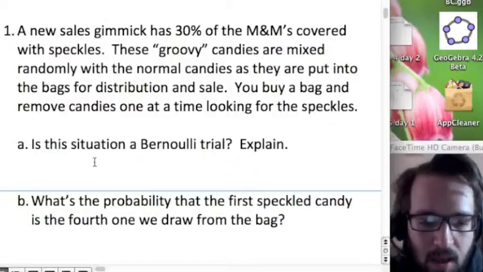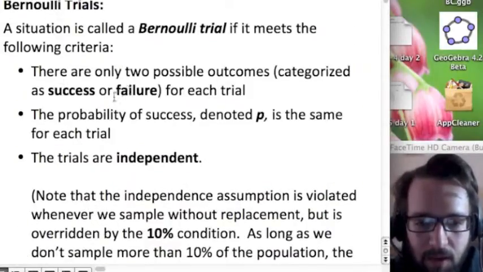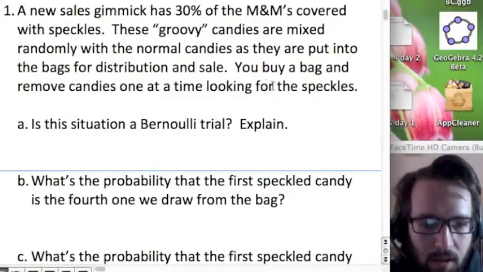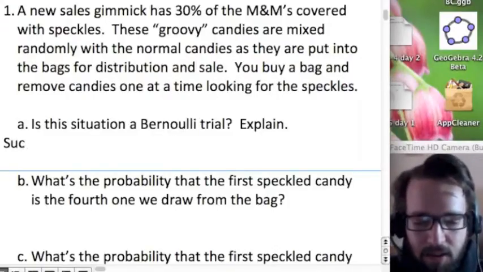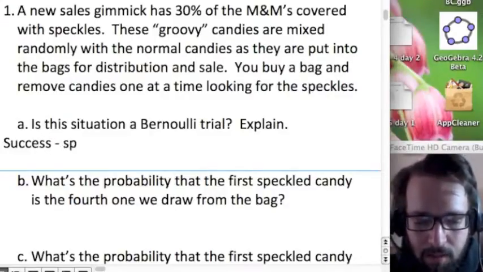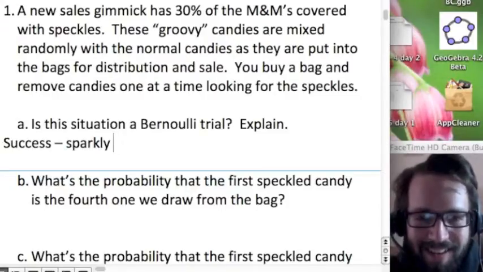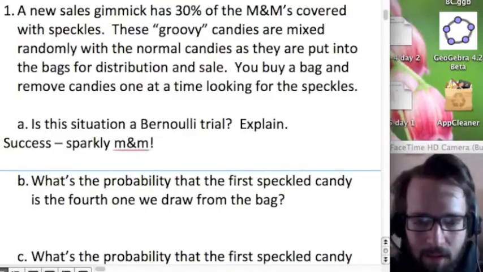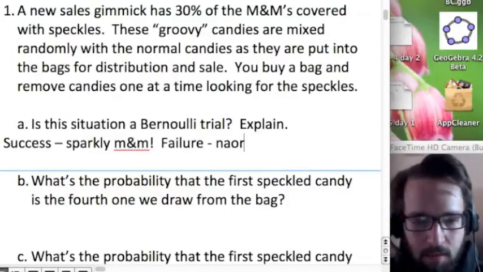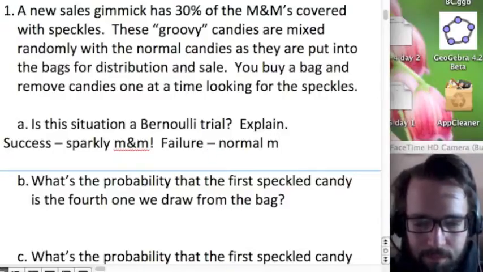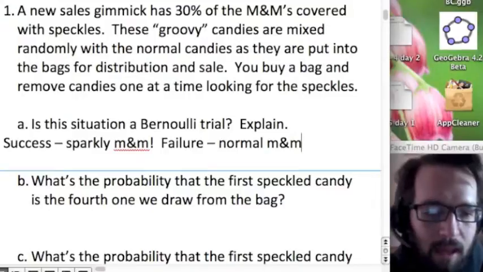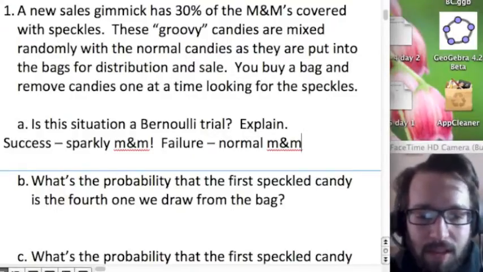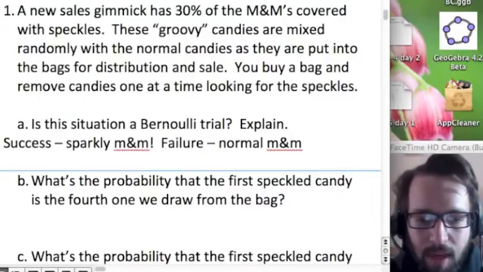Well, we have our 3 criteria. Success or failure, and then we need a probability, and we need the trials to be independent. So do we have success and failure? I'm looking for the speckles, so let's see if we can define it. Success is a sparkly M&M, and failure is a normal M&M. Normally I wouldn't say a normal M&M indicates any sort of a failure. It's still delicious and wonderful. But for our definition, for what we're doing here, we're saying that getting a normal M&M is a failure. So we have a success and a failure. That's good. What else do we need?